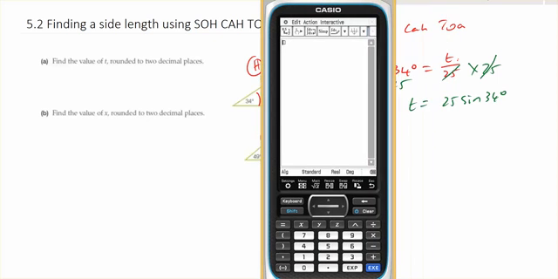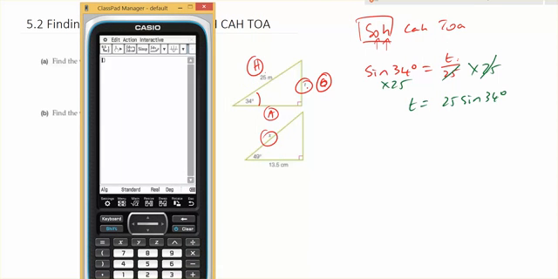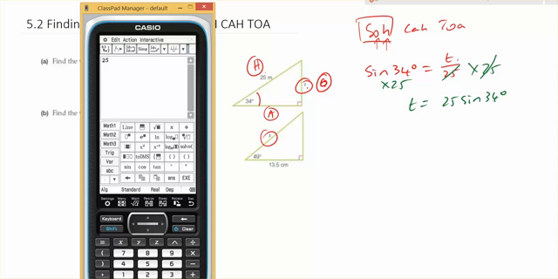So up pops my calculator. I can just type in 25. I go to keyboard, trig, sine of 34 degrees. Execute. Okay, you notice how that doesn't give me an answer. The reason is that I'm not in decimal mode. I need to be in decimal mode. Make sure I'm in degree and not radians. So DG means degree. Click enter and I get t equals 13.98, rounded to 2 decimal places.